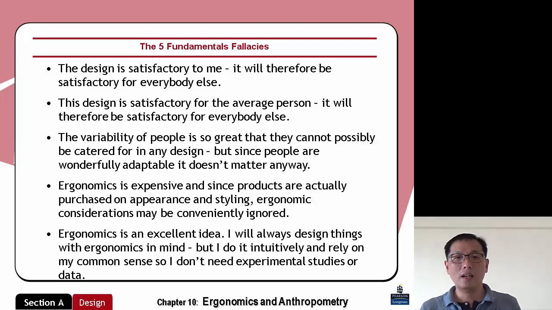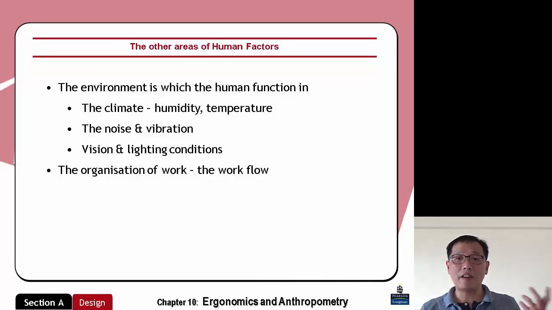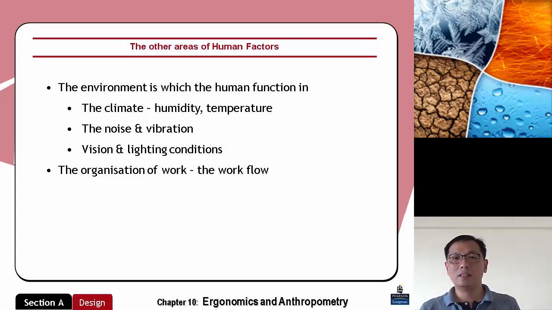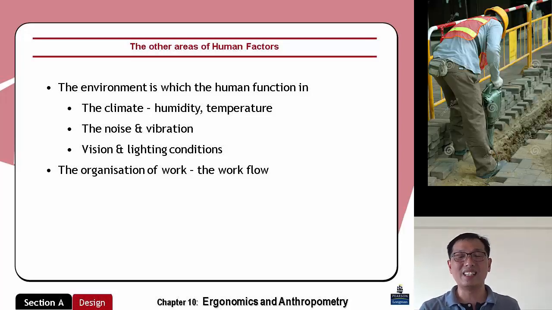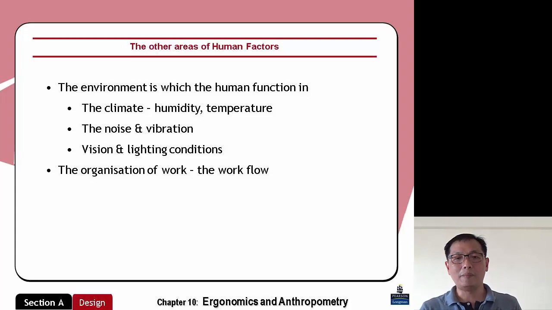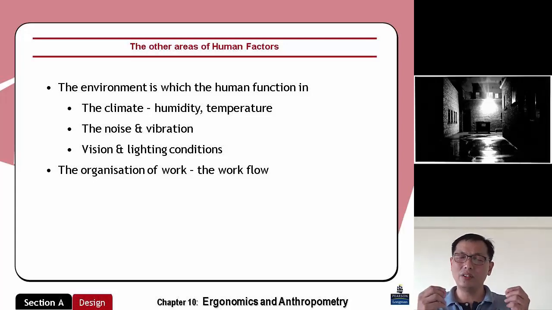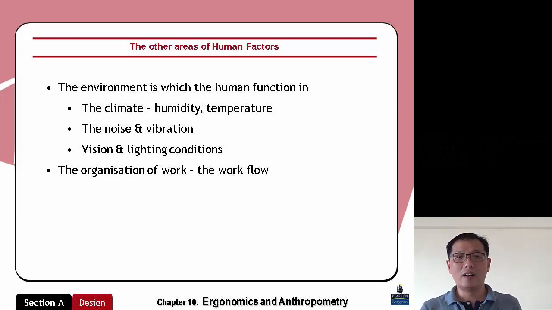Now, other areas of human factors: the environment in which the human functions, things like climate, humidity, temperature. If the weather is too hot or too cold, you put on extra clothing, and that extra clothing will not enable you to function properly. It adds bulk to your body. Noise and vibrations: if you work in a noisy environment, you can't really focus or operate the machine well, and therefore it's dangerous. Vision and lighting, same. If it's very dark or very bright, you need special glasses, otherwise you can't see or work properly.